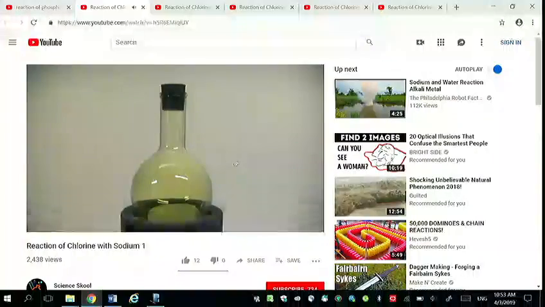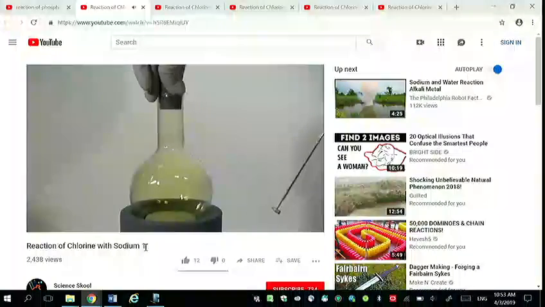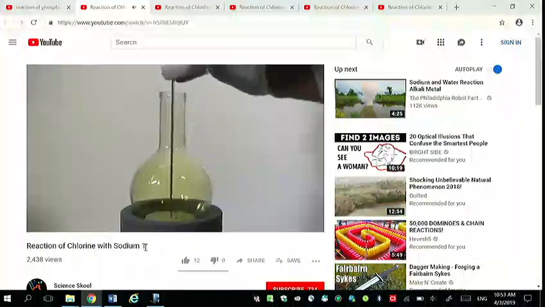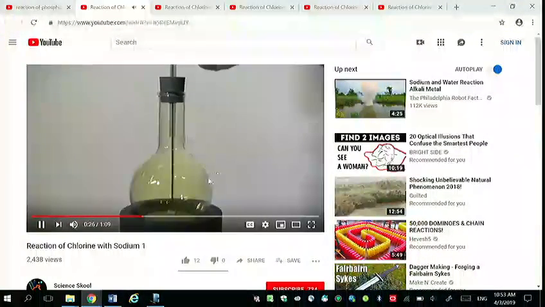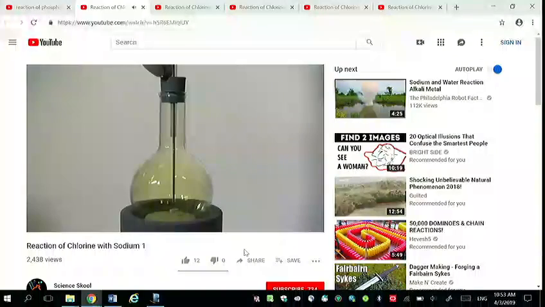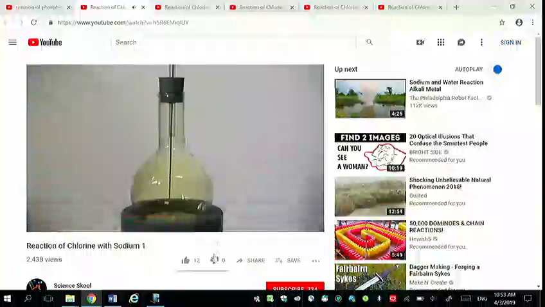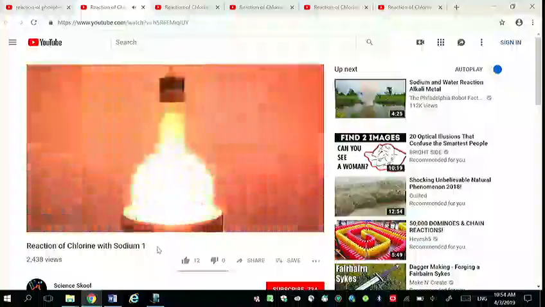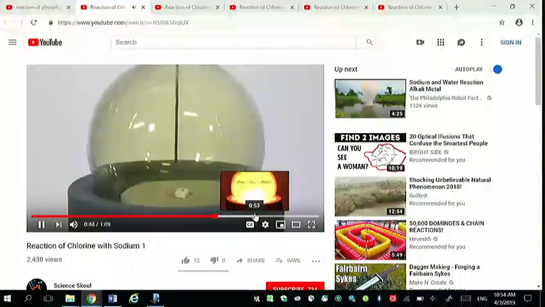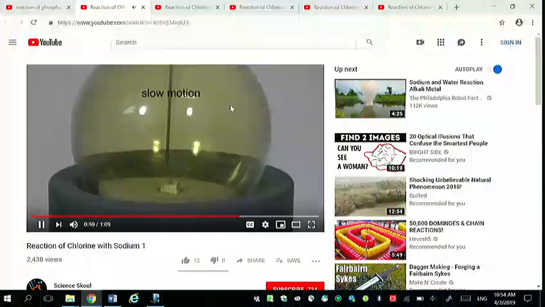After that you will see that I insert my sodium in. Do not try this at home. Chlorine reacting with sodium. So you will form your sodium chloride solid. Take note, it is sodium chloride solid. You need to include the state symbol.